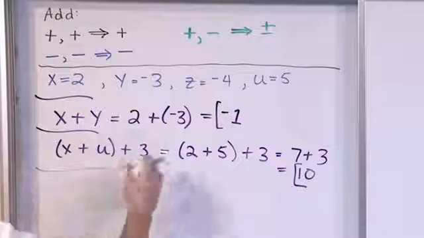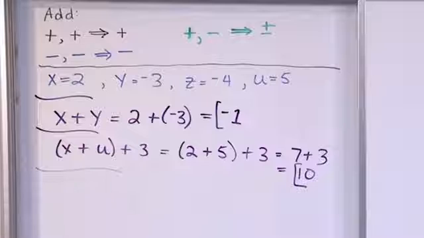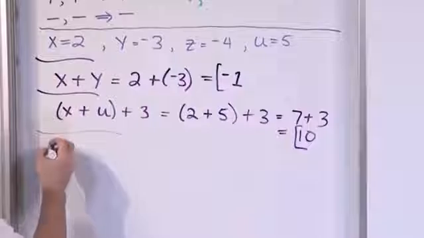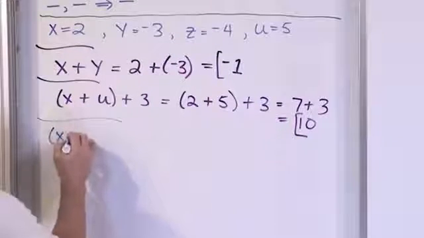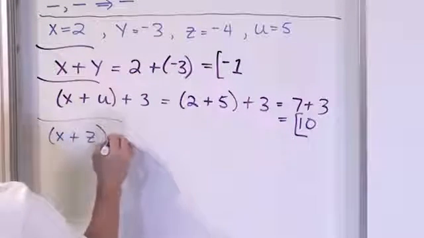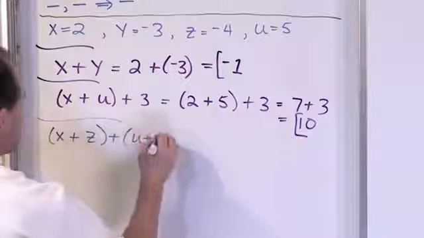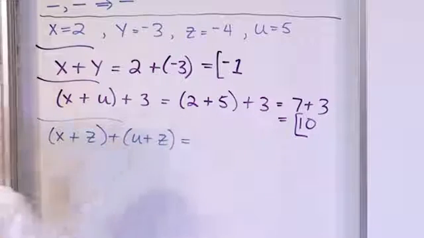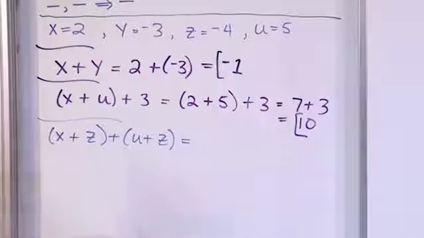It's just that, for positive numbers, you already know those from when you were a little kid. All right, now let's look at another one. Let's say we have x plus z plus u plus z. What would this be equal to?